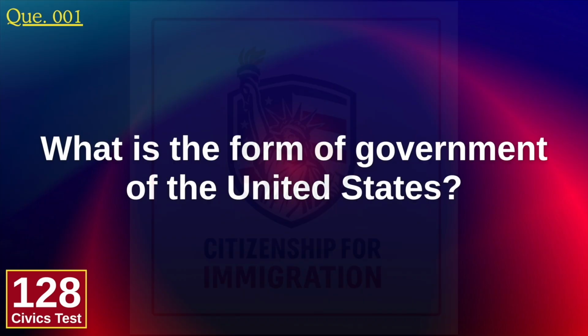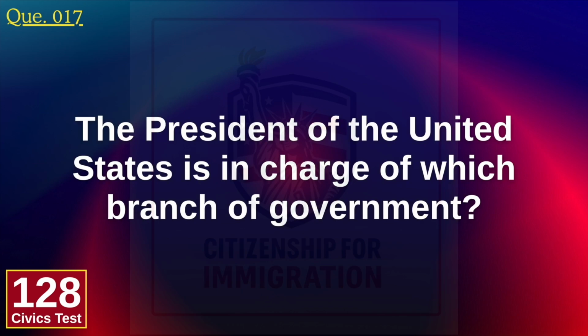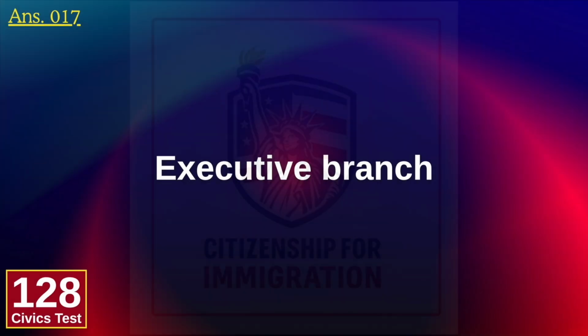What is the form of government of the United States? Republic. The President of the United States is in charge of which branch of government? Executive branch.